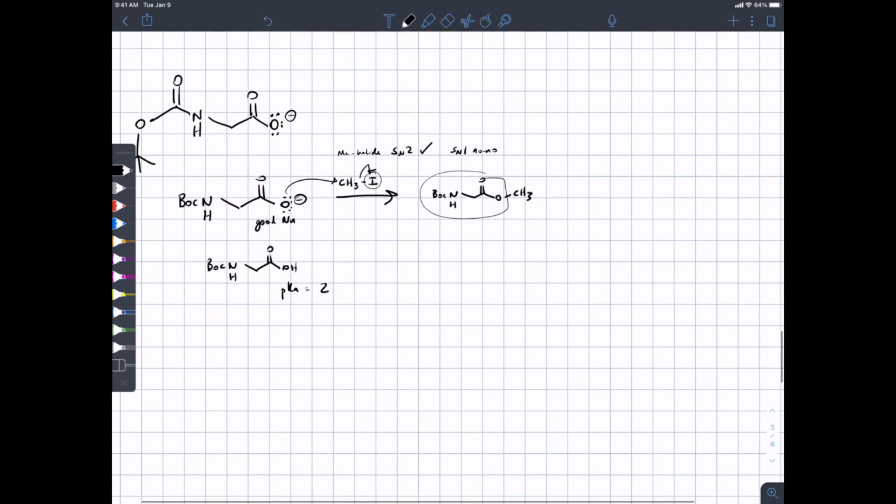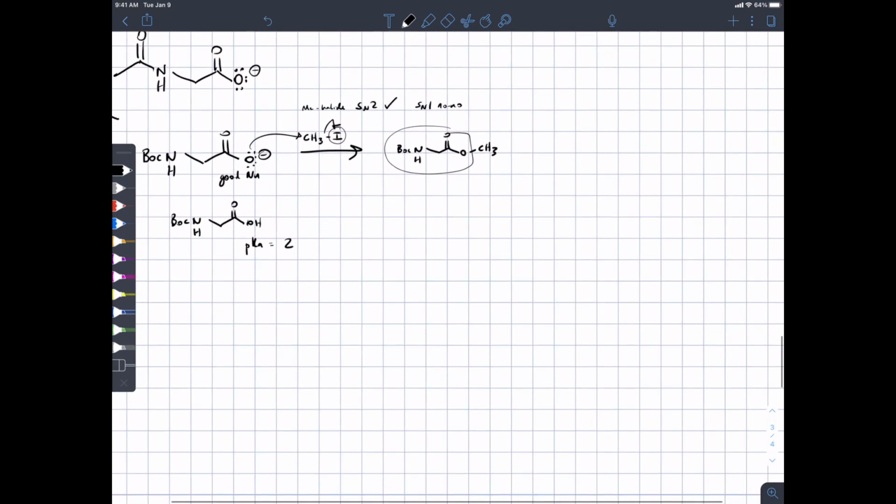SN1 was not acceptable for this case because it would require going through a methyl carbocation, which is too unstable to form in solution. By the way, why is that? Why is a methyl carbocation less stable than, say, the tertiary carbocation?